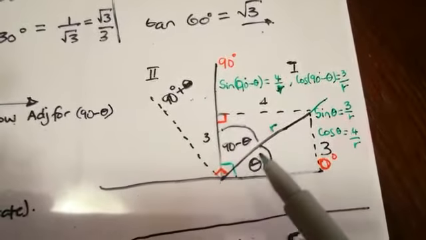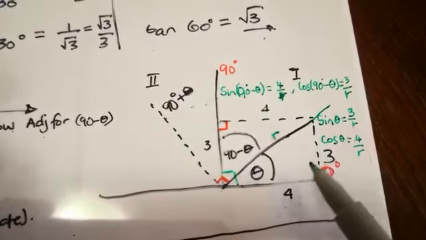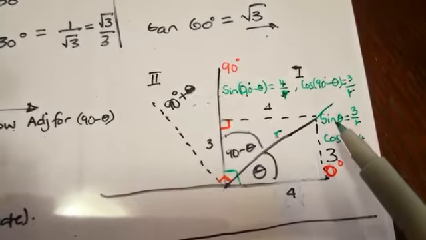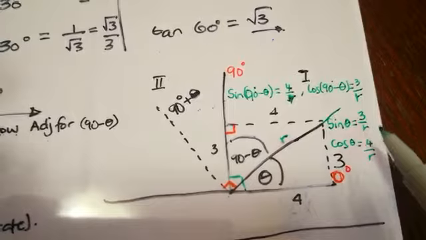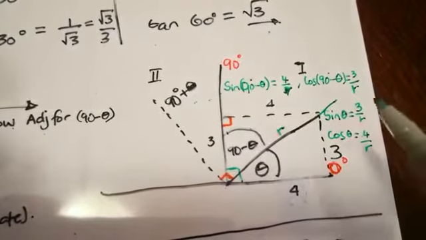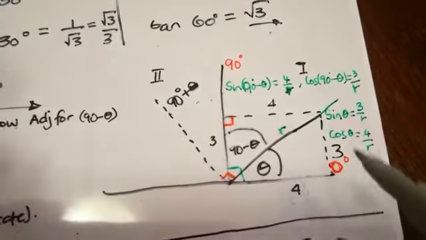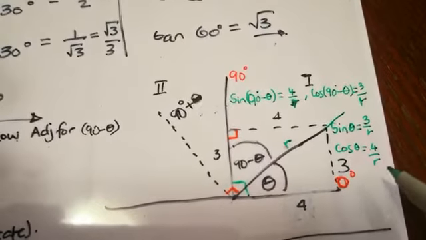Now let's pay attention to this triangle. This triangle has an opposite of 3 and an adjacent of 4. So if I were to calculate sine for this one, sine theta is 3 over r, r being my hypotenuse, sorry, not radius, my hypotenuse. And then cos would be 4 over r.